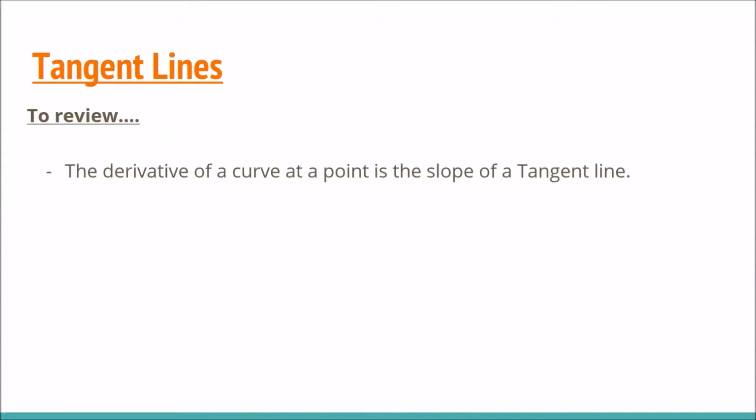Our next topic is tangent lines. To review, the derivative of a curve at a point is the slope of a tangent line. The equation of a line is y equals mx plus b, or y subtracted by y1 equals m multiplied by x minus x1.